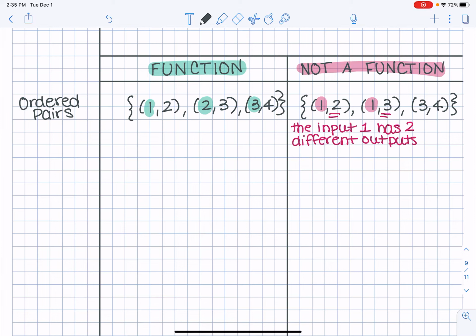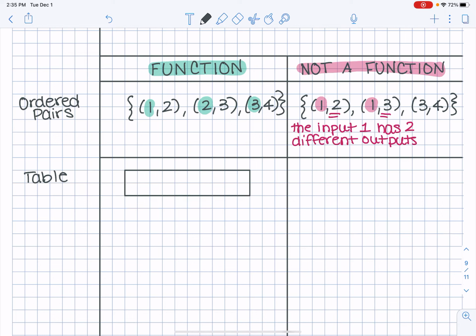I keep drawing these not straight lines. Okay, there we go. Next we're going to do a table. When is a table a function? When is it not a function? So I'm going to draw a horizontal table, just like this. It's a 2 by 10. I'm going to do the same thing here. I'm going to draw a 2 by 10.